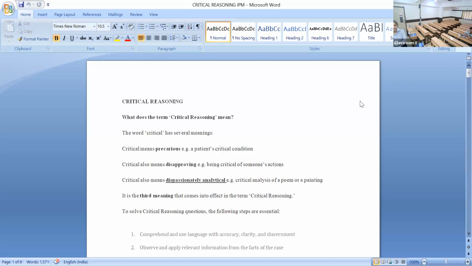Perfect. So tell me one thing, Rahul, if you have to critically analyze a poem or a sonnet or anything, do you think it will be negative in its tone or can it be positive?